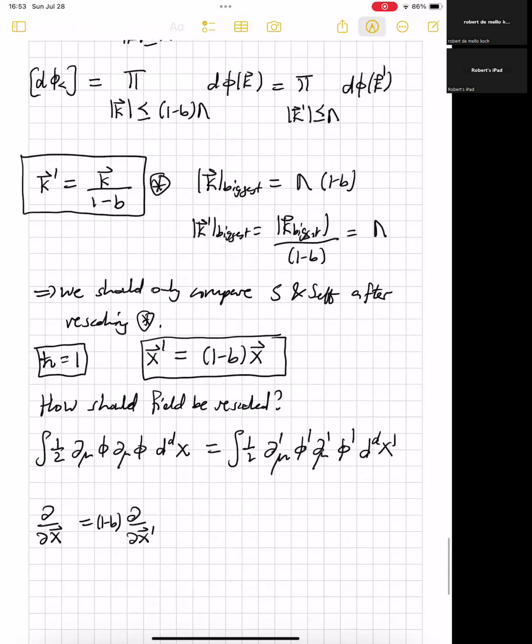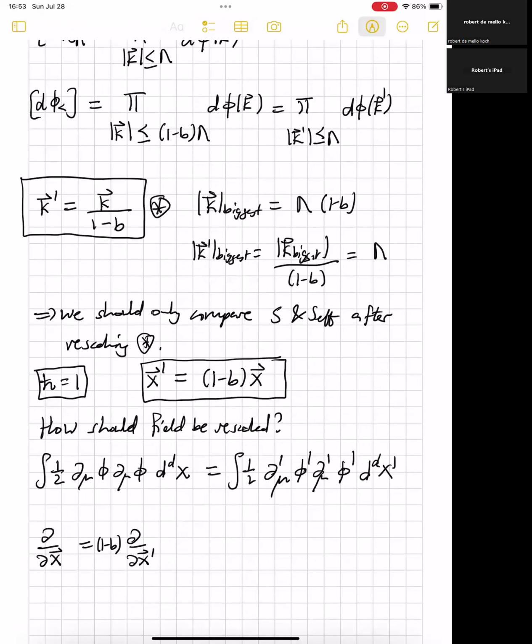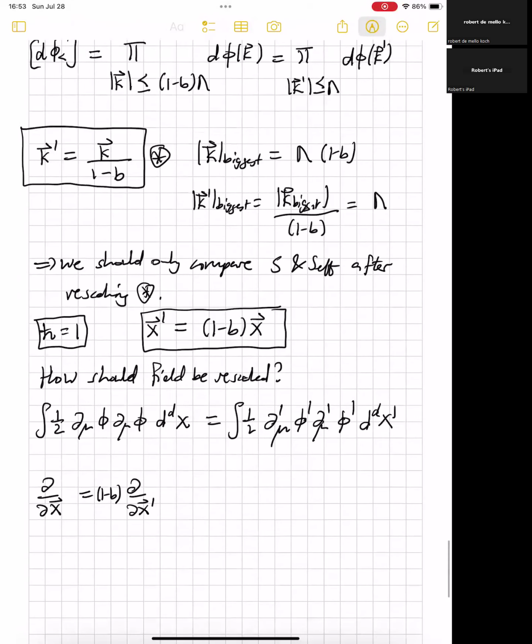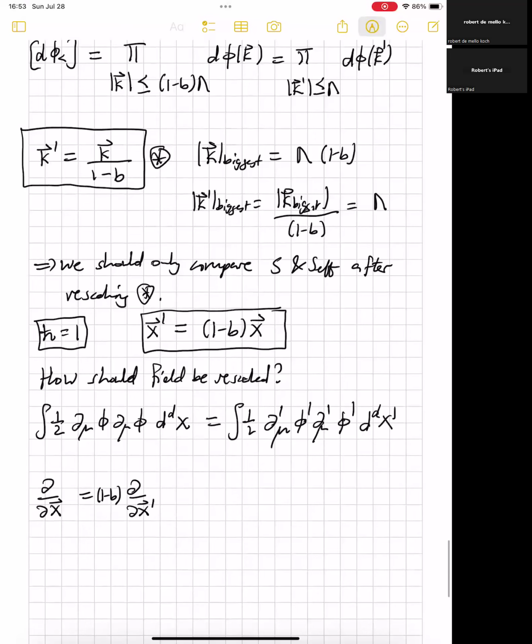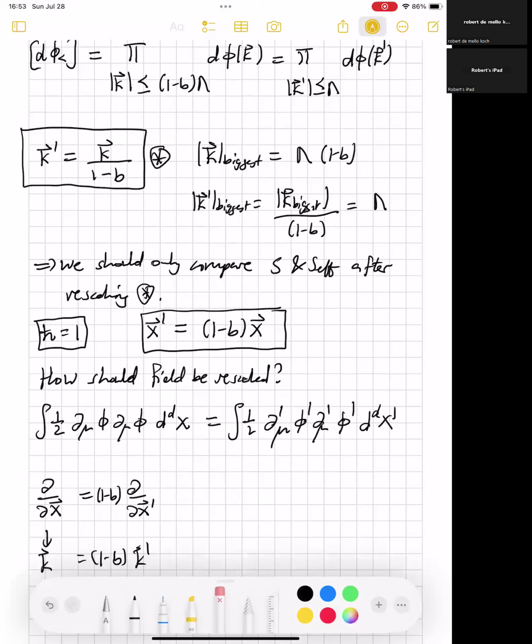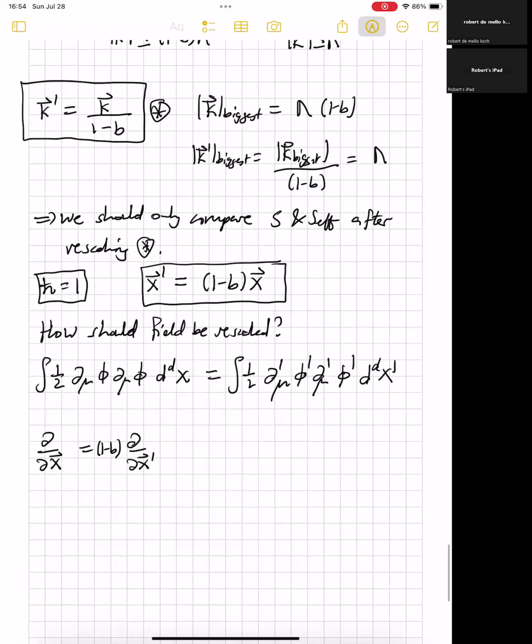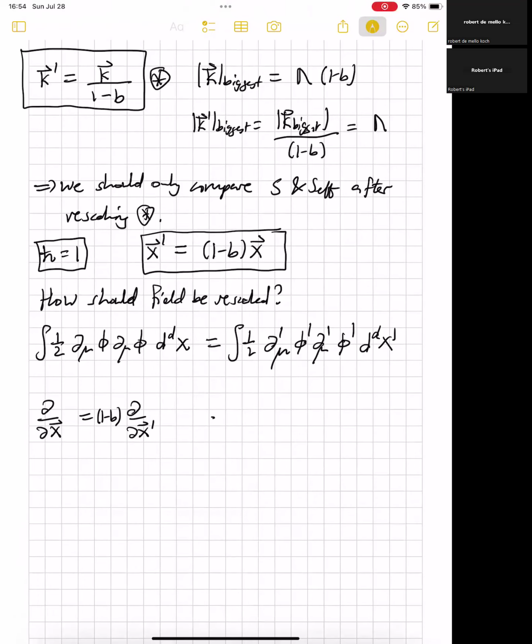That makes perfect sense. It's scaling exactly as we would expect. So thinking about this as the momentum k, this is equal to 1 minus b times k primed. And that's completely consistent with the scaling law that we saw for the momentum. So that's exactly what you should expect. Check it with the chain rule. It's entirely obvious. Good.